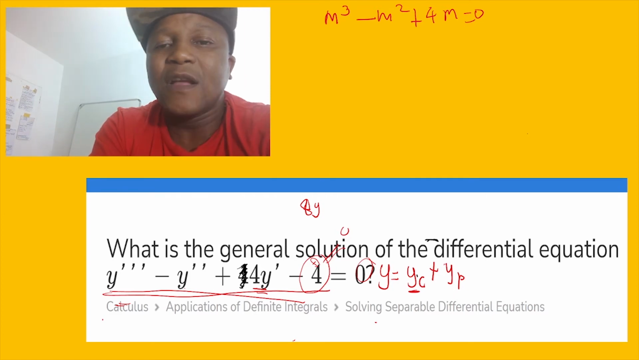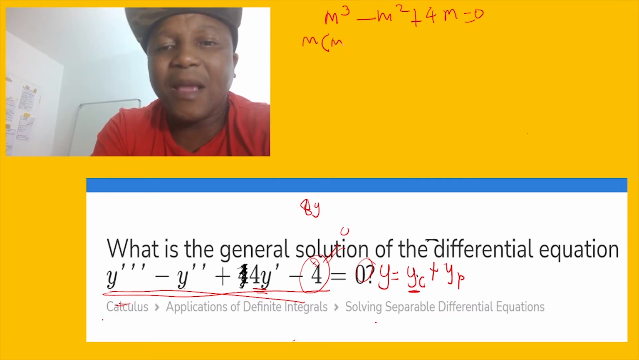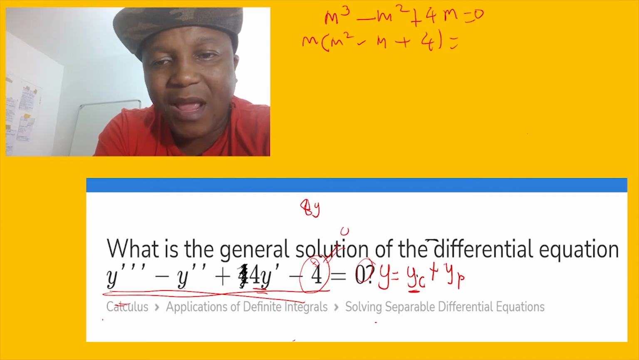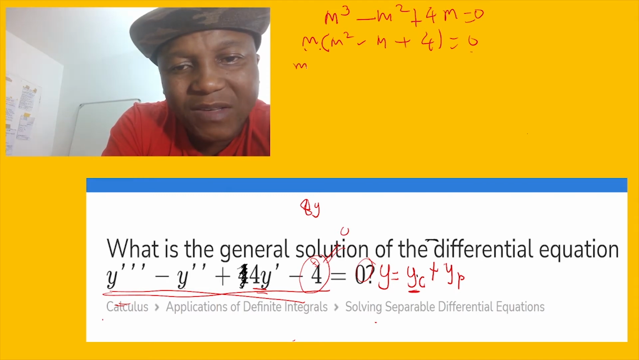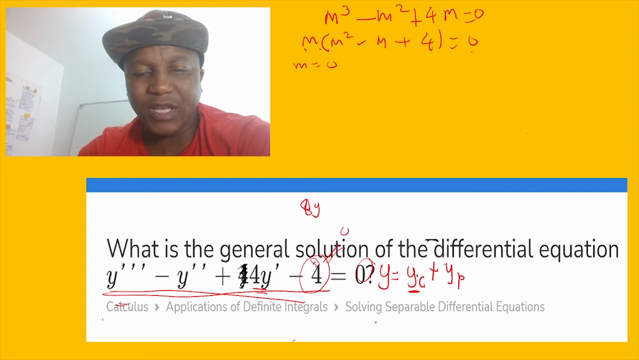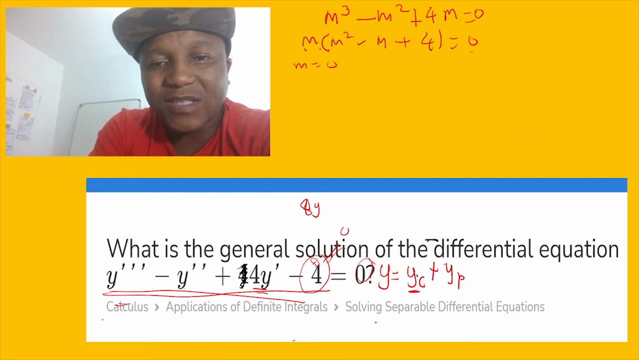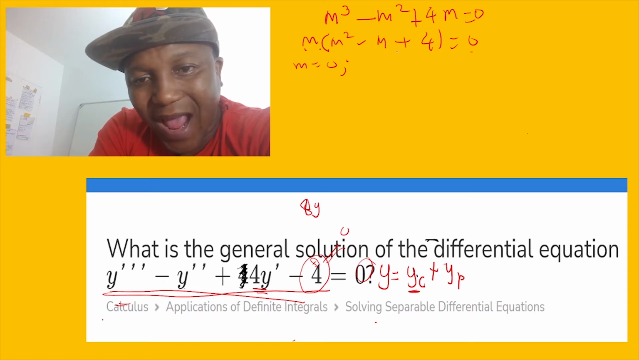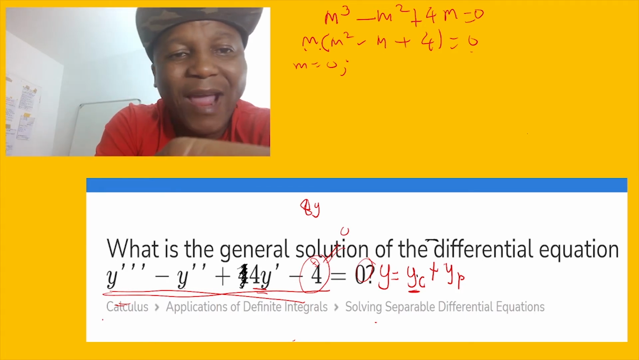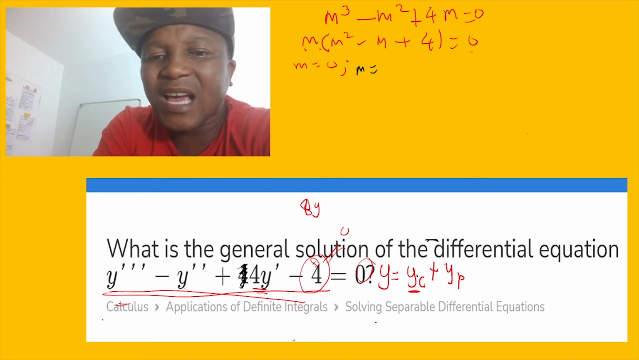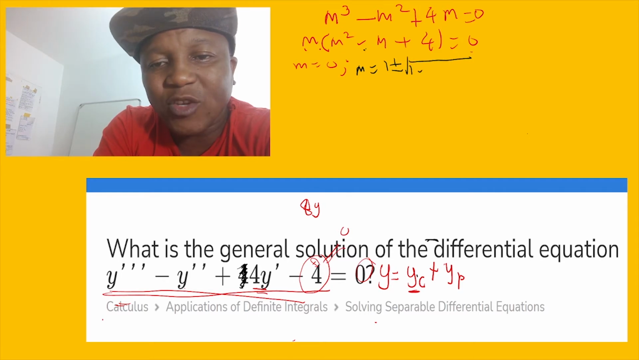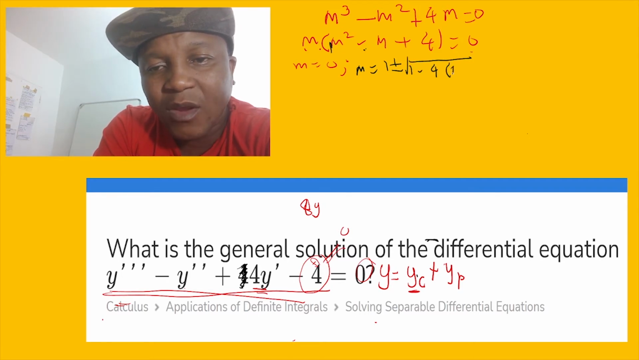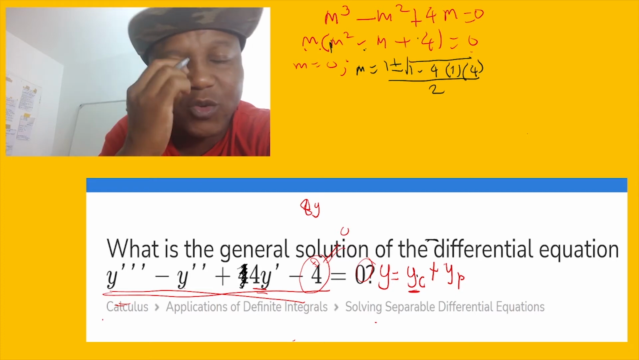So let's factor. I'm going to factor out m here. If I factor out m, it's going to be m(m squared minus m plus 4) equal to 0. Let's solve the quadratic now. Since there's a multiplication here, m equals 0. And then we take the other quadratic: m squared minus m plus 4 equals 0. If I solve for m using the quadratic formula, m equals negative b, which is negative negative 1, which is 1, plus or minus the square root of negative 1 squared, which is 1, minus 4 times a, which is 1, times c, which is 4, all over 2 times 1, which is 2.